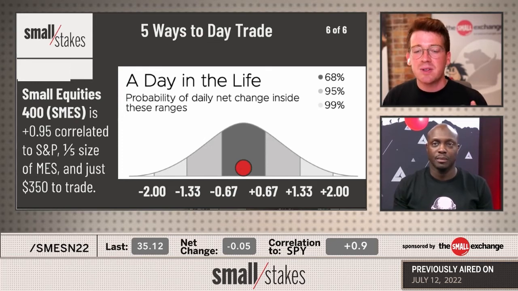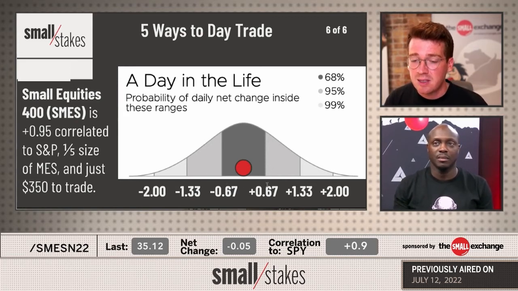You can get even smaller with just the SMES product in here, this new Small Equities 400. It's a different index, but very highly correlated to the S&P, about a fifth the size of MES, and it just costs you about $350 to trade and zero commissions from Tastyworks if you're over there trading. The standard deviations in that product are 67 cents, and then $1.30, and then $2. And that is, like I say, a fifth the size of that MES. So usually you move about $100 per day, getting you even smaller on your day trading.